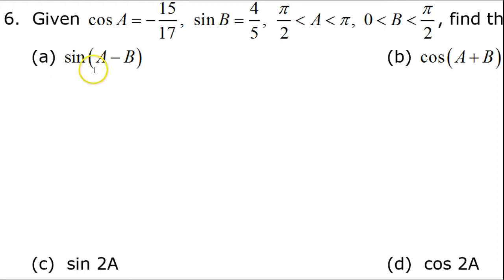So let's get started. Let's do the sine of angle A minus B. Well, before we can really do anything, we are going to have to draw a diagram of each angle. So they tell us that angle A is between pi over 2 and pi. That puts it in the second quadrant. So let's draw ourselves a little diagram of the second quadrant like this. Alright, so here comes our angle into the second quadrant.